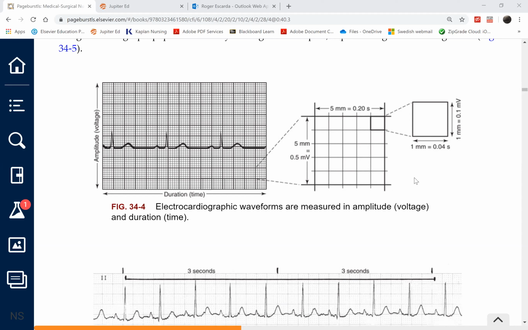Clear as mud or clear as crystal? Crystal clear. Professor, what did you say when there's 5 boxes? It's 5 times 0.04 equals 0.2 seconds. All right. Okay.